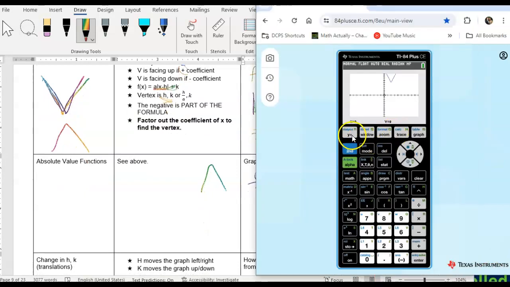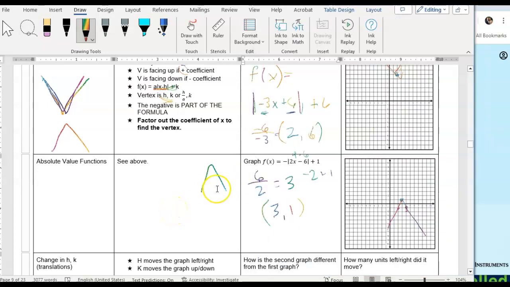And again, if you wanted to check, you can go into your equation and graph negative absolute value of 2x minus 6, and then we're going to add 1 on the outside of the graph, and so you can see that that is what it looks like there, okay? All right.